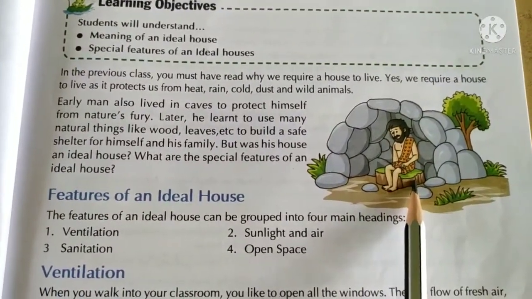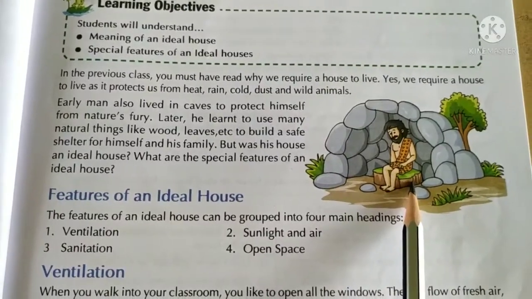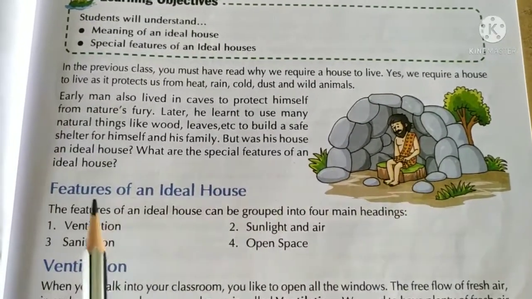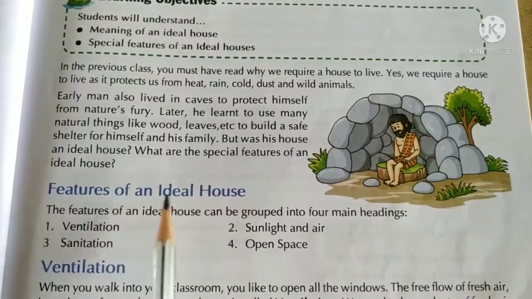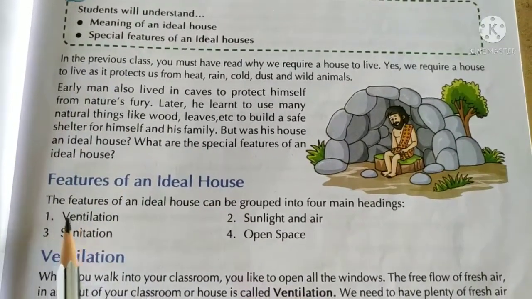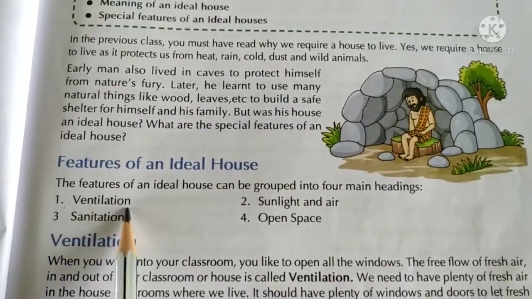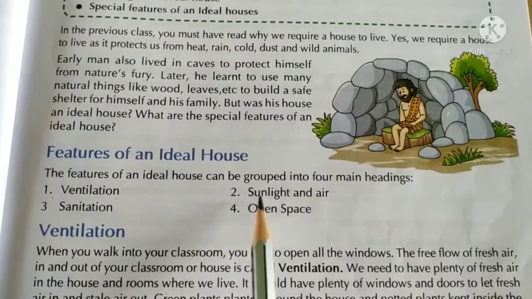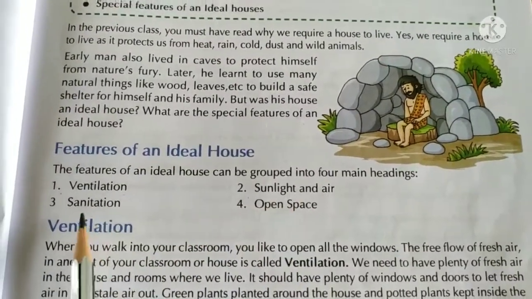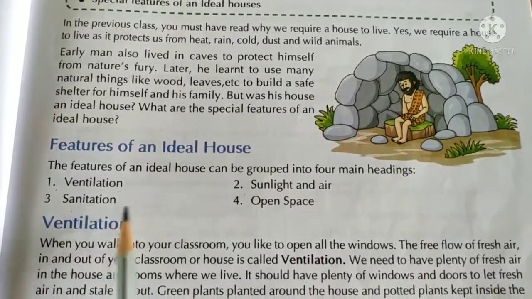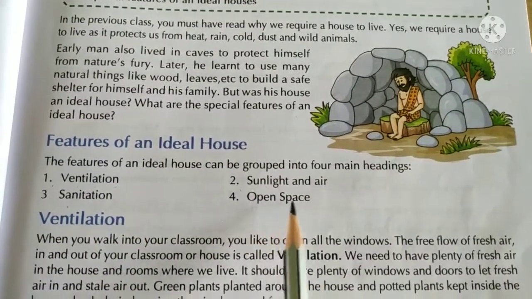We all know that the early man used to live in the cave. But do you think it was the ideal house or the perfect house for him? No. For a house to be an ideal house, the features it should have are: first, ventilation; second, sunlight and air; third, sanitation; fourth is the open space.